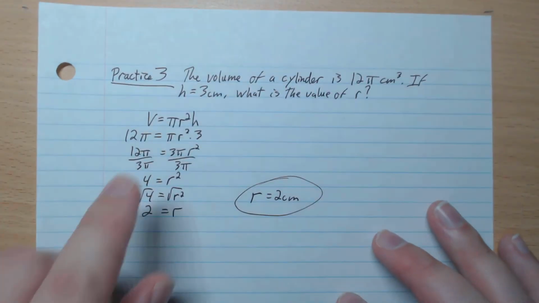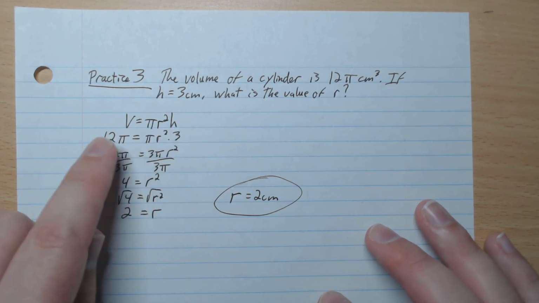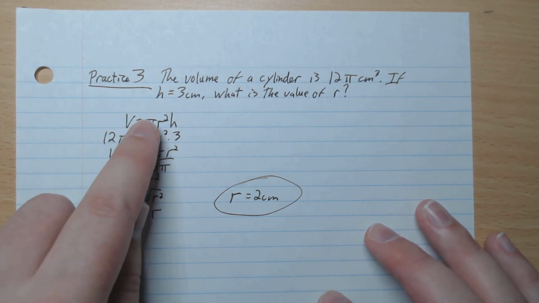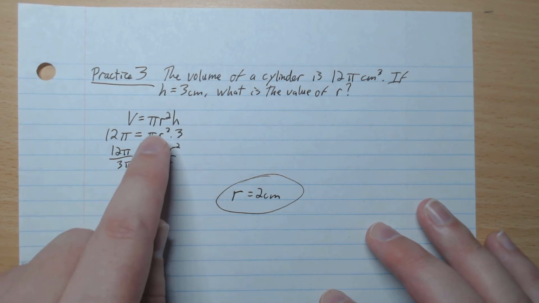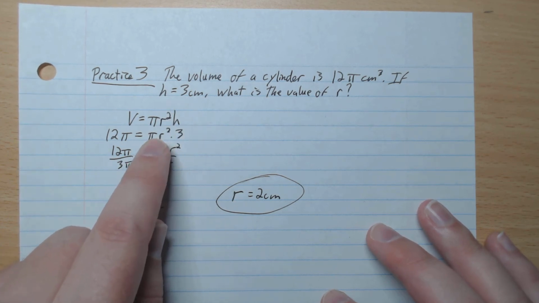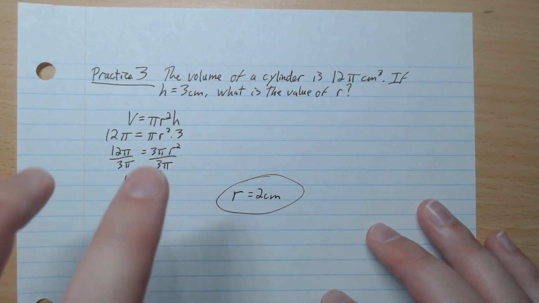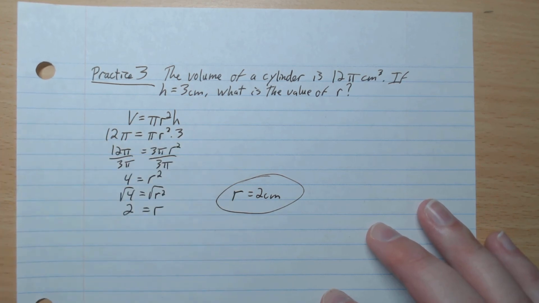Okay, we're back. So V equals pi r squared h. Volume is 12 pi. Pi stays there, r stays there, h is 3. So we want r squared on its own, so we're going to get rid of pi and 3, so we're going to divide by 3 pi on both sides.